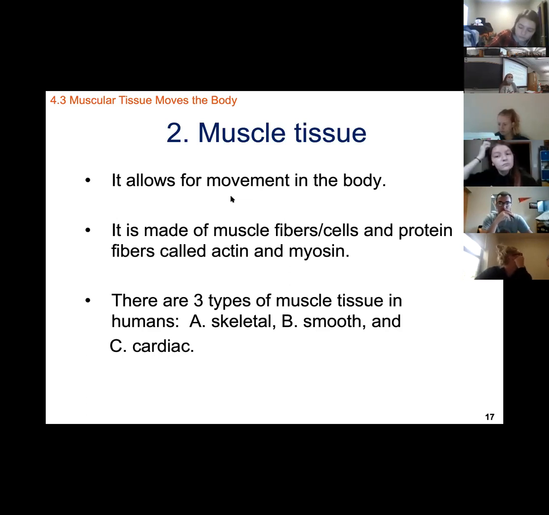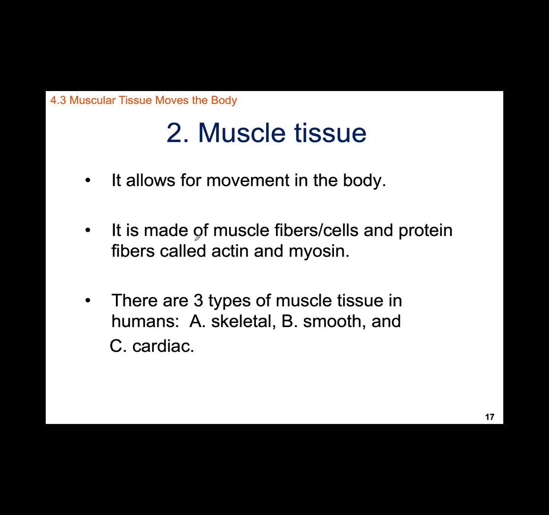So muscle tissue in general is used for movement. It is made of muscle fibers and cells and protein fibers called actin and myosin. Okay, so those are important terms right there. These are, like it says, made of muscle tissue fibers and muscle cells, actin and myosin. There are 3 types of muscle tissue in humans. We have skeletal, smooth, and cardiac.